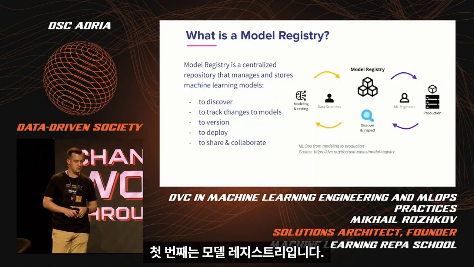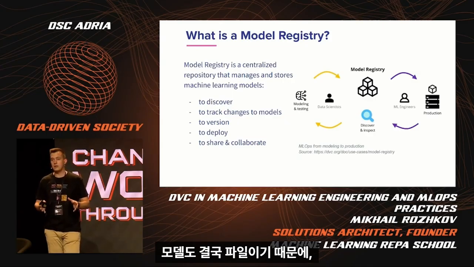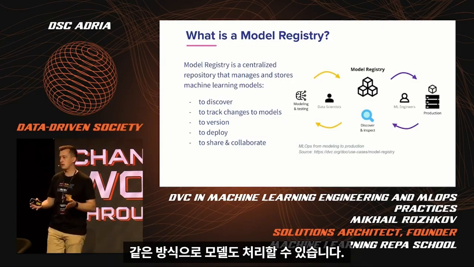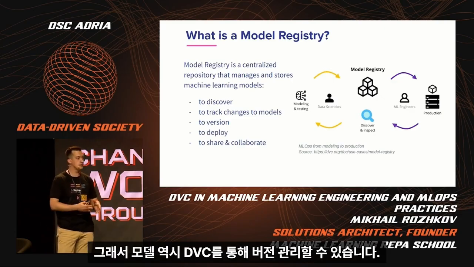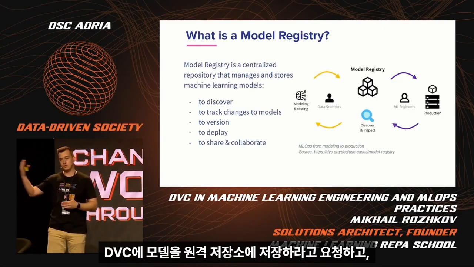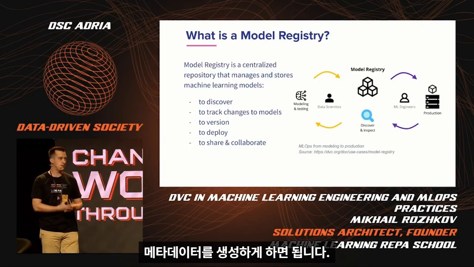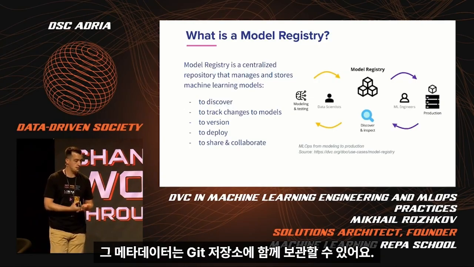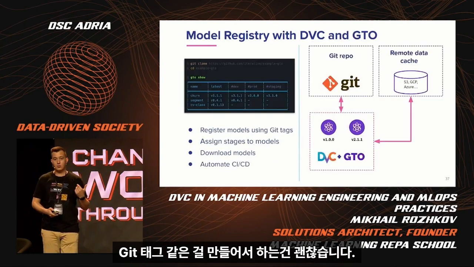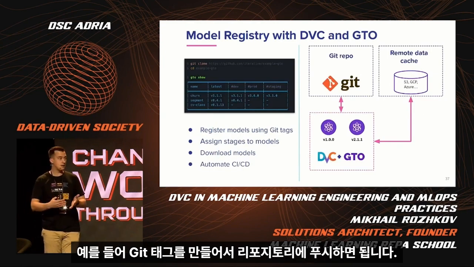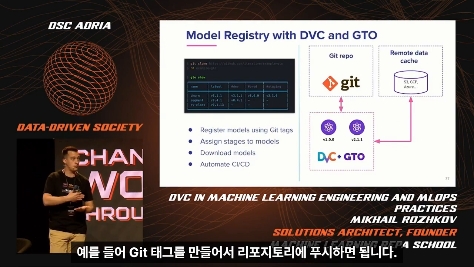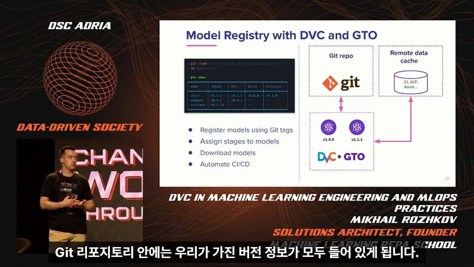First one is a model registry. Because a model is a file, and DVC works with different files in the same manner, we can version our models with DVC. So we just ask DVC to put it into remote storage and create the metadata that we keep in our Git repository. And it's fine, we can just create some tag, for example git tag, and push that git tag to our repository. And inside the Git repository, we will have all the information about versions we have.